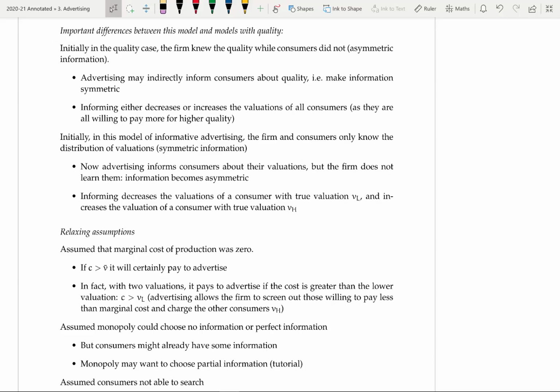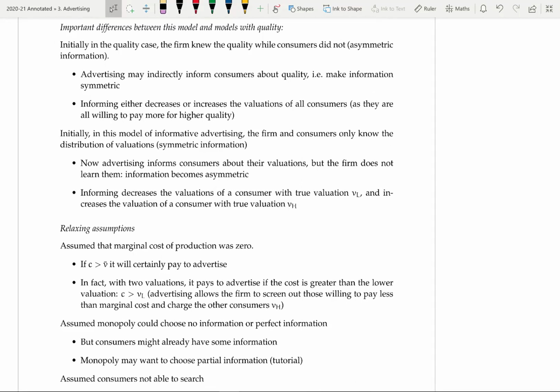This is different to the case of quality. And so this explains why we can get quite different results. In our model of informative advertising, the firm did not want to advertise, whereas in the burning money model, they did want to advertise because that would increase everyone's willingness to pay and therefore increase the profit of the firm.